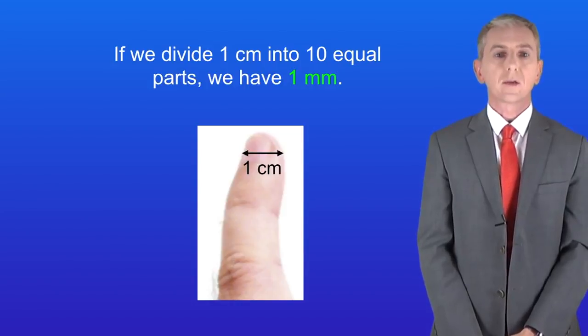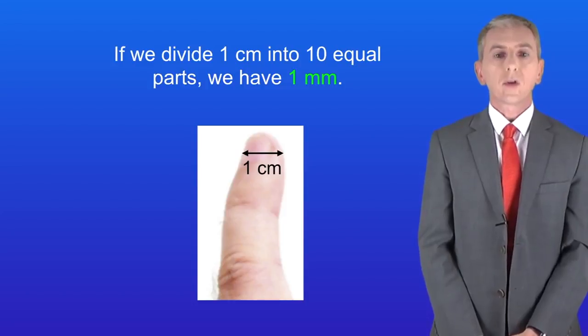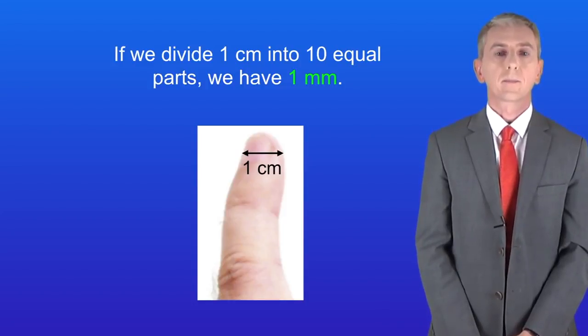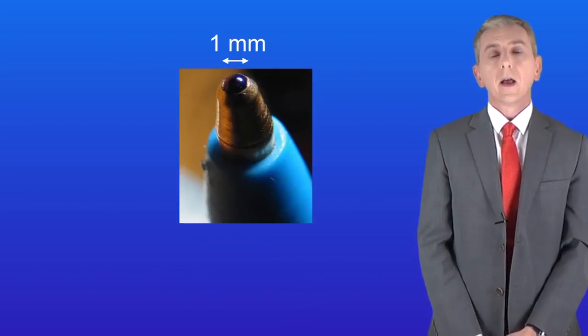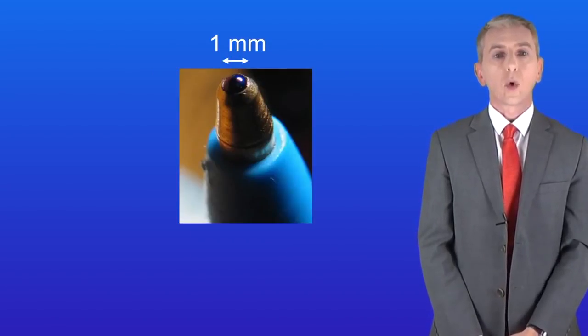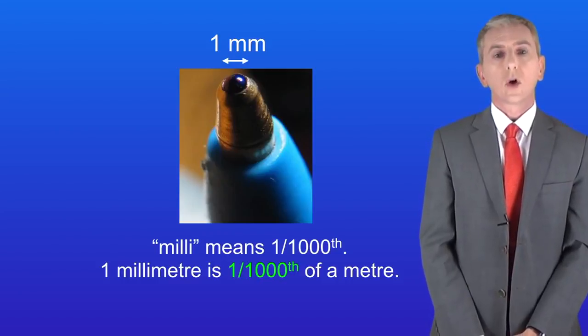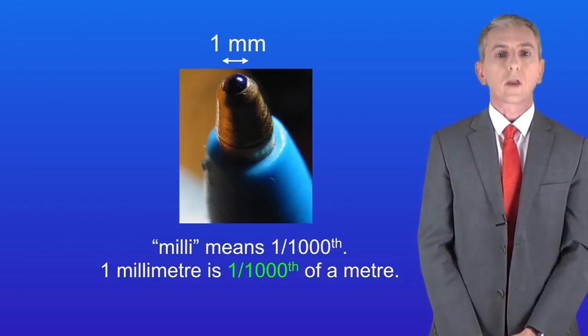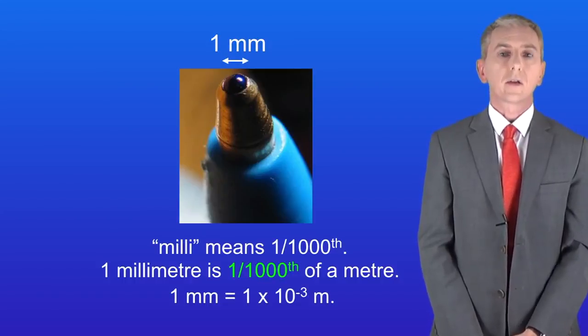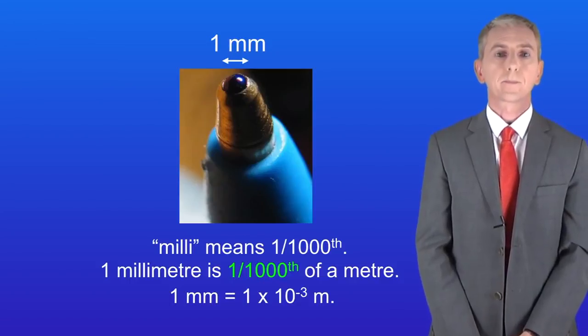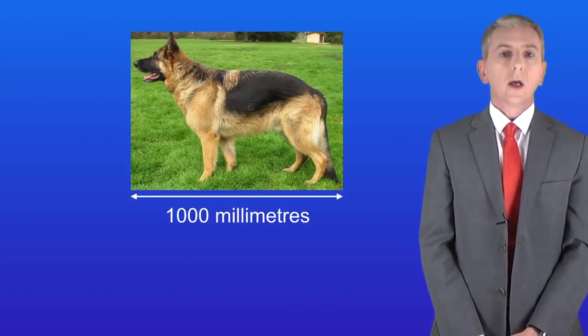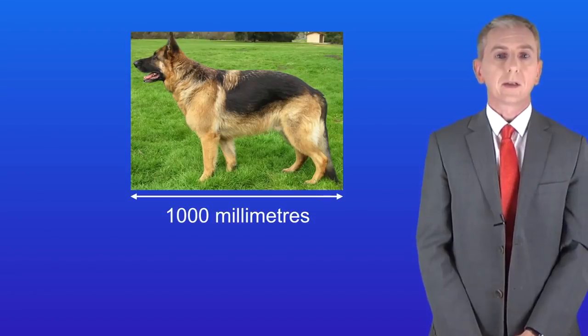If we divide 1 centimeter into 10 equal parts, then we've got 1 millimeter. So 1 centimeter is 10 millimeters. Again, just to give you an idea of that, the tip of a ballpoint pen is around 1 millimeter. Now the word milli means 1,000th, so 1 millimeter means 1,000th of a meter. And again, using standard form, 1 millimeter is 1 times 10 to the power of -3 meters. Going back to the dog, we can see that this is 1,000 millimeters long, in other words, 1 meter.